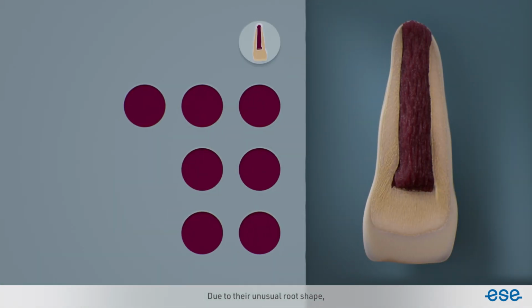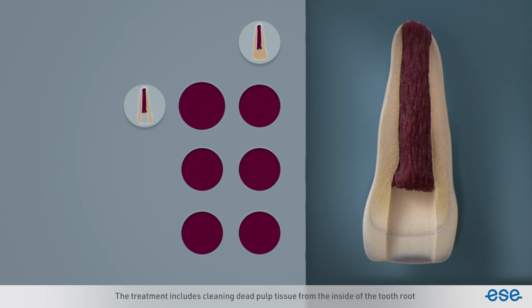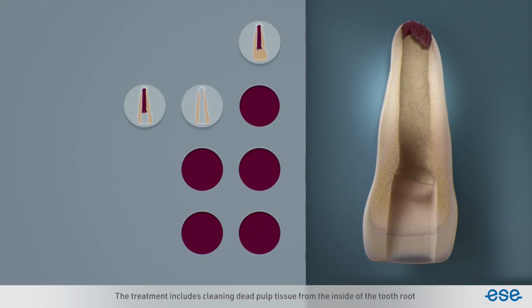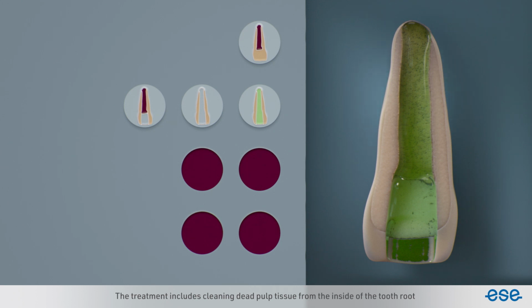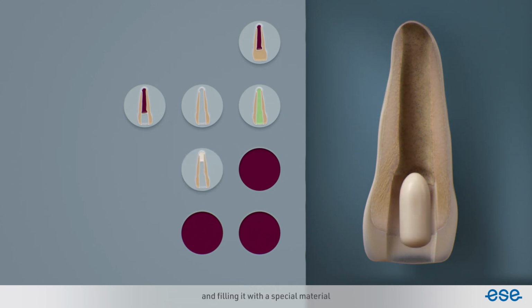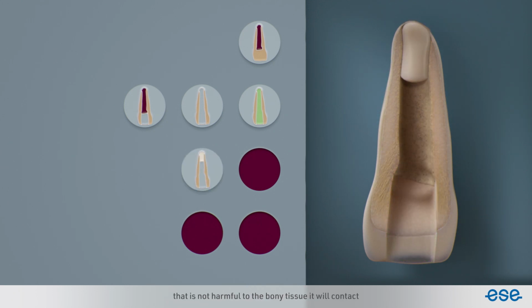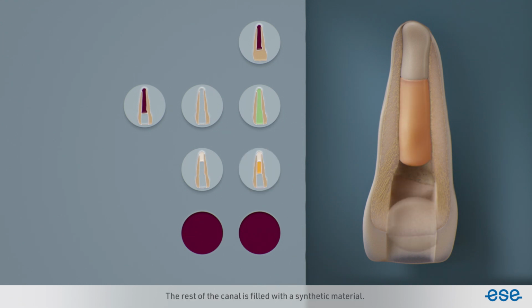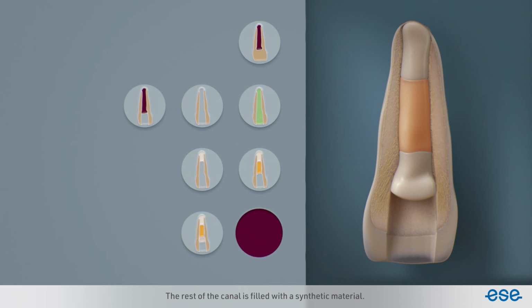incomplete. Due to their unusual root shape, immature teeth require special treatment. The treatment includes cleaning dead pulp tissue from the inside of the tooth root and filling it with a special material that is not harmful to the bony tissue it will contact at the end of the root. The rest of the canal is filled with a synthetic material.